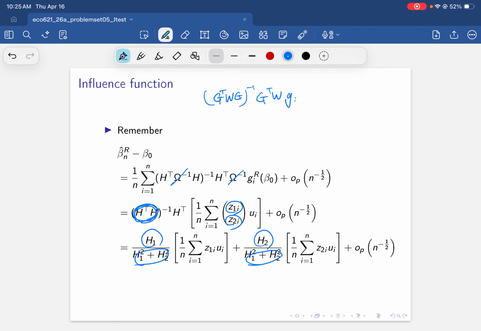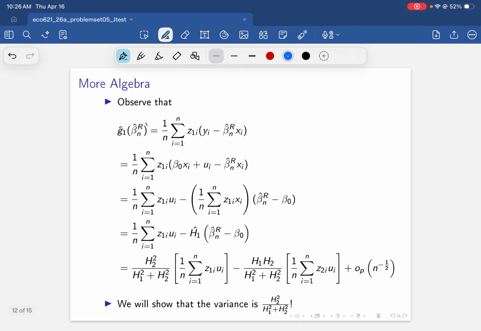So it is a linear form of these two random things. The estimation error is following from two different sample moments. Then, go back to the sample moment. The sample moment looks like this. This is just the definition.